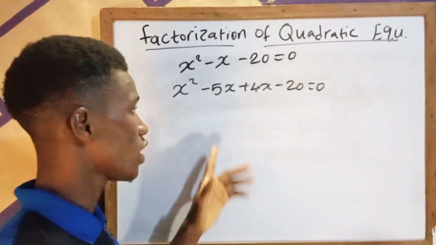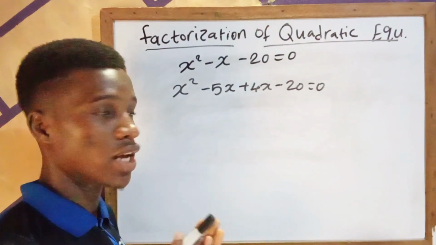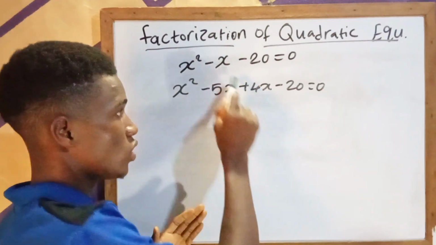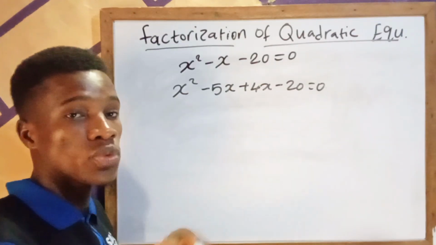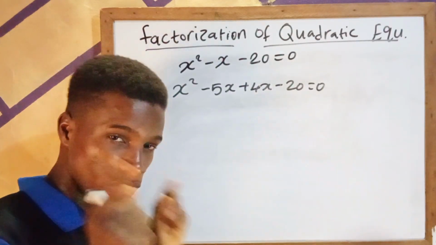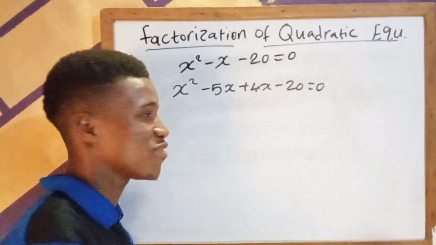So from here we see that we did not change anything from our quadratic equation. When you sum these two, you still come back here. We did not introduce a new thing. We just adjusted it so that we can factorize it comfortably. I believe you are following me. Yes, thank you very much.